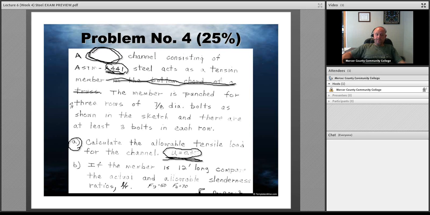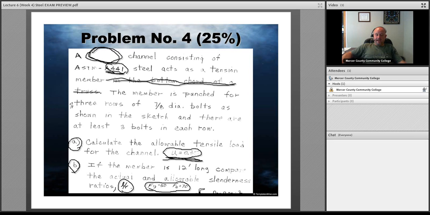All right, part B, let's see what it says. It says, if the member is 12 feet long, compare the actual and allowable slenderness ratios. And it tells you at the bottom, slenderness ratio is L over r. So that's not so hard. Actually, now that I look at it, at the very bottom, we're even giving you what the F sub y and F sub u are, so you can see that as well. So what is the actual and what is the allowable slenderness ratio? The allowable slenderness ratio, per our last lecture, for any shape, L over r, recommended, should be less than or equal to 300.